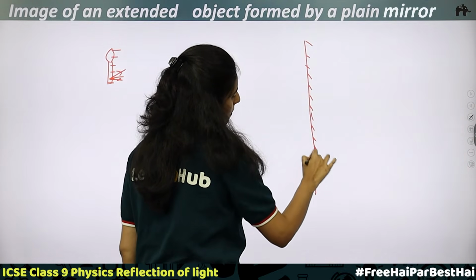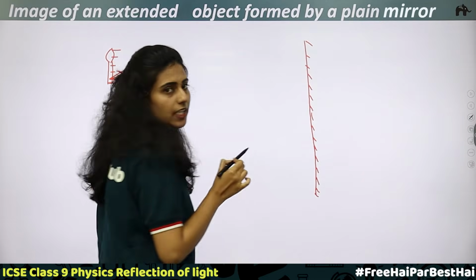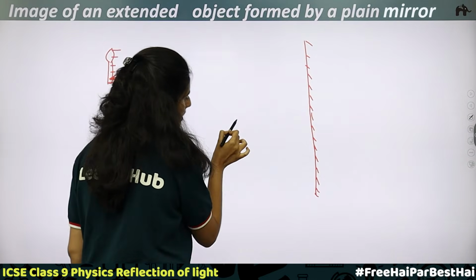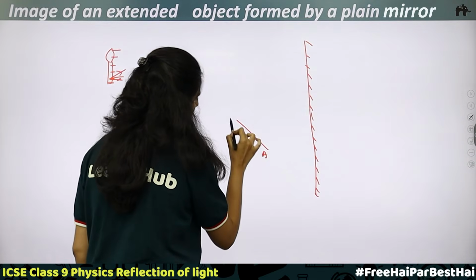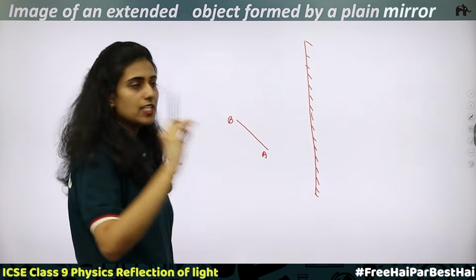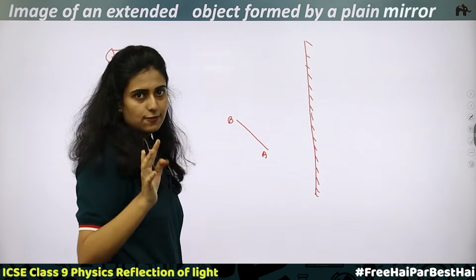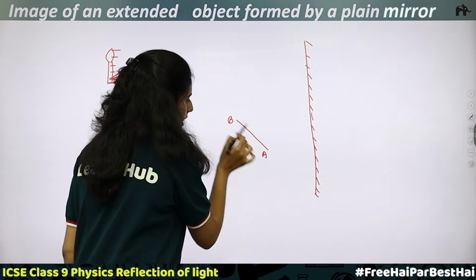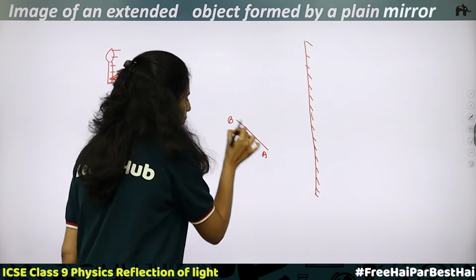So this is a plane mirror. Here we'll be considering an object AB. This is an extended object AB. We'll be considering two light rays each from the starting point and ending point, that is the two edges.